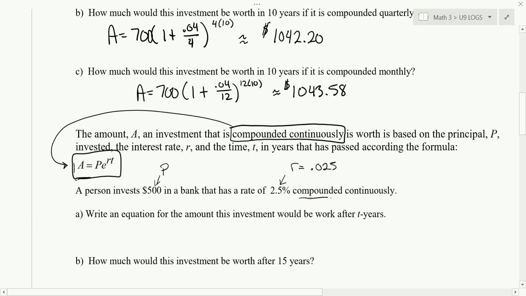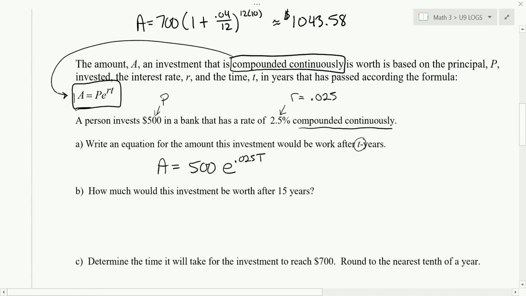It's compounded continuously, so that's the key word. Those 2 words right there together indicate we need this new formula. If it doesn't say compounded continuously, you go back to the other formula, okay? So we write an equation for this after t years. So we're just going to plug in t for t, okay? So we got A is equal to 500 times e. e is not a variable. It represents the natural number, which is roughly what? 2.7, right? And then 0.025t. Okay, so there's your formula.